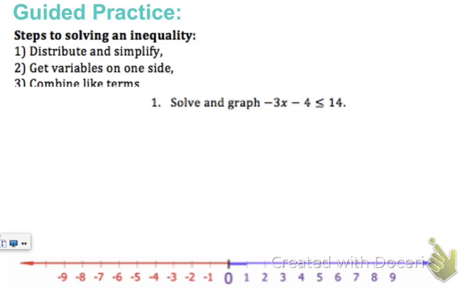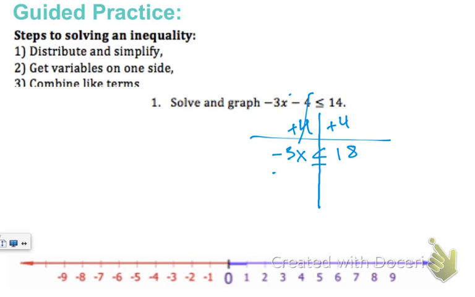The examples that we have for our classwork today are very similar to what we just did for the do now, and we're going to also represent a solution on the number line. So again, we're going to treat this inequality as we would an equation and solve for the variable. Since I have my variable on the left-hand side and I don't have any variables on the right, I'm going to leave negative 3x where it is right now. I'm going to start by adding 4 on both sides, so I can combine my constants, and we have negative 3x is less than or equal to 18. So to get x by itself, we have to divide by negative 3 on both sides.